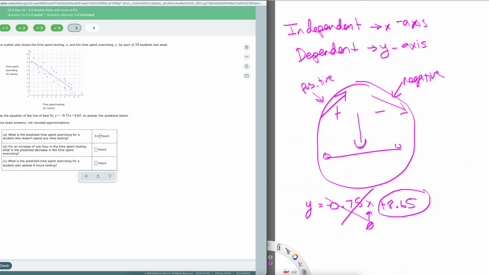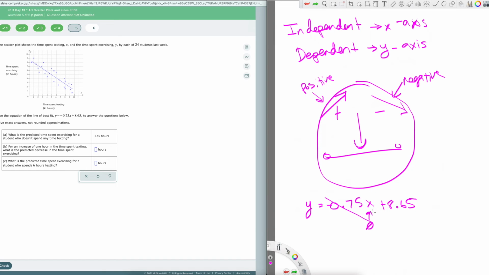All right, so for an increase of 1 hour in the time spent texting, what is the predicted decrease in the time spent exercising? So let's go back to our equation here. So if we know this is kind of our starting point, if we're not doing any texting at all, we start at 8.65, and then we want to know what is the decrease for every hour of texting that we add. We're asking about the slope there. What's the change every time I add an hour? So we just go to our equation here and say, okay, well, my change every hour is going to be negative 0.75.